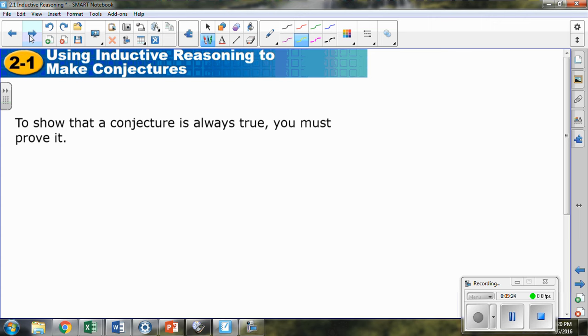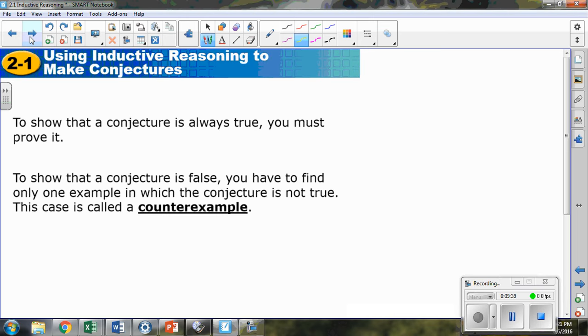Most of the time, it's easier to actually show something is not correct. If we have a conjecture and it's actually wrong, we don't need to show a million examples where it's wrong. If we make a statement like females are always bigger, it only takes one example to show that it's not true. That one example showing something is not true is called a counterexample.